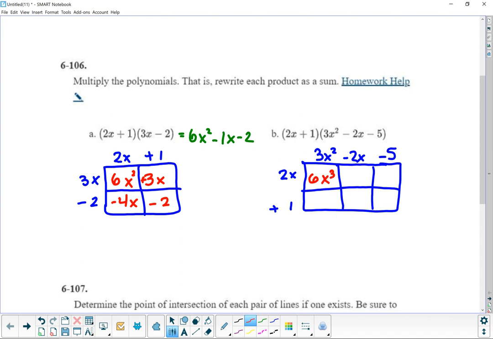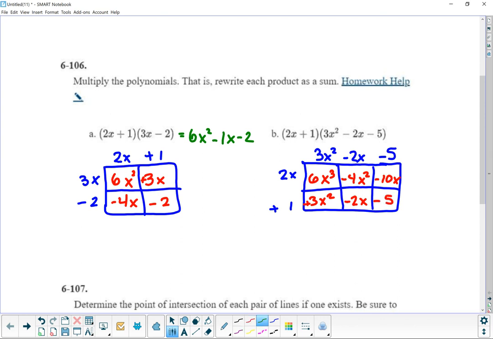Next one, 2 times negative 2 is negative 4. x times x is x squared. 2x times negative 5: 2 and negative 5 makes negative 10, multiplication, you get x. Positive 1 and 3x squared is a 3x squared, and that's positive. Positive 1 and negative 2x is a negative 2x, positive times negative is still negative. Positive 1 and negative 5 is negative 5.